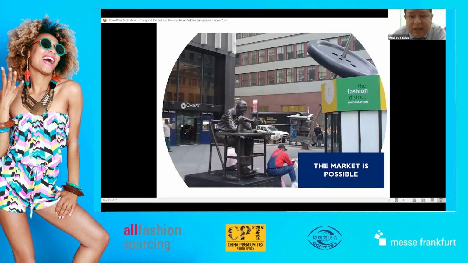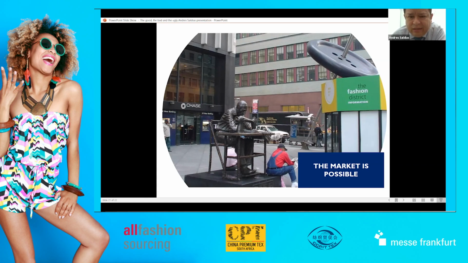When I mentioned the 80 buildings in Manhattan, this is a picture of it. This is in the center. As you can see, there's a statue of a sewer from 1945, a Jewish sewer. But what you can see is a needle and a button, a giant. It's a statue of the industry. But I want you to focus on that little building that says the Fashion District Information.